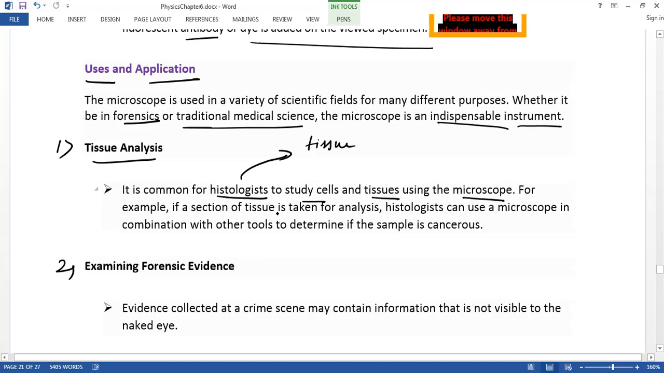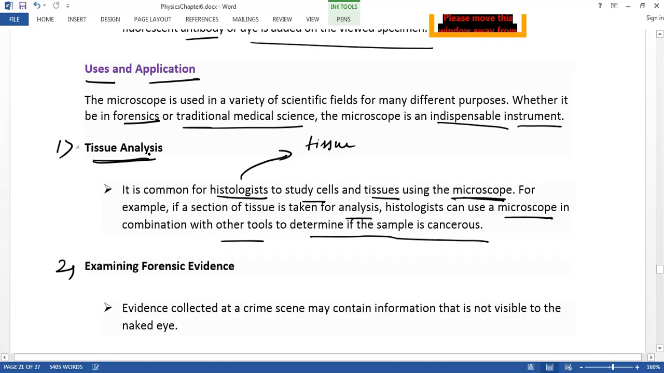For example, if a section of tissue is taken for analysis, the histologist can use the microscope in combination with other tools to determine if the sample is cancerous or not. They'll take some part of the body, a particular tissue, or you can say a tumor, analyze it and observe it in detail to see whether it is cancerous or not. This can be analyzed with the help of a microscope. That is the reason why it is used in tissue analysis.